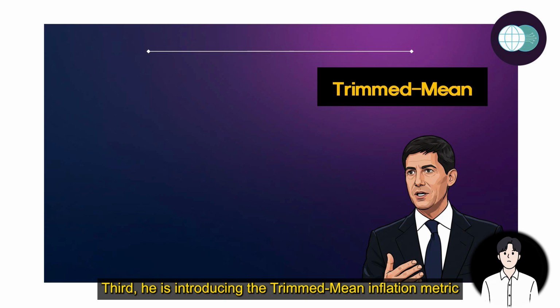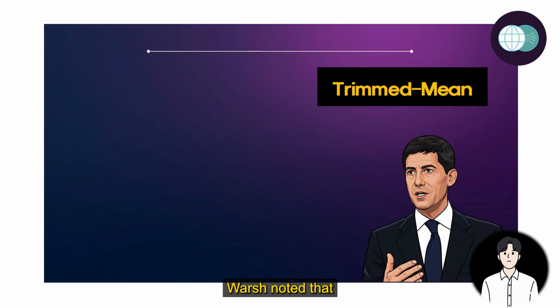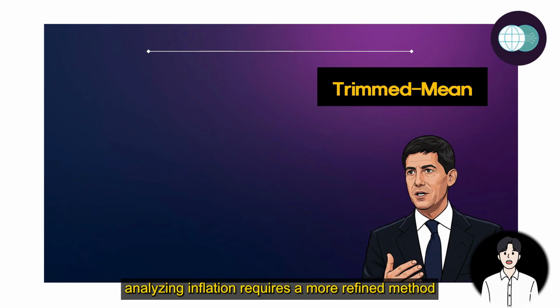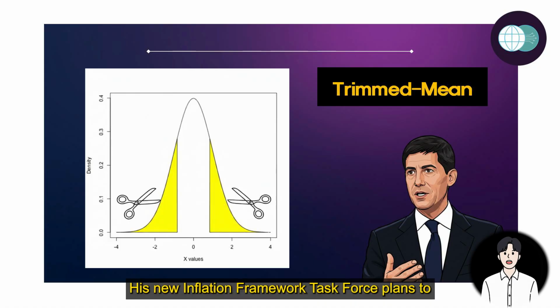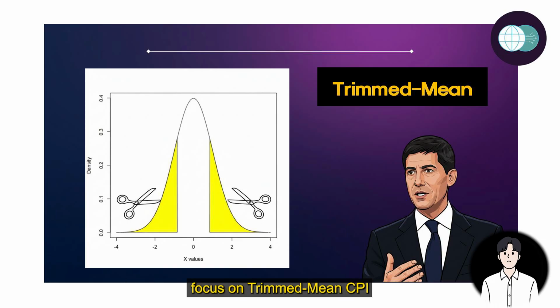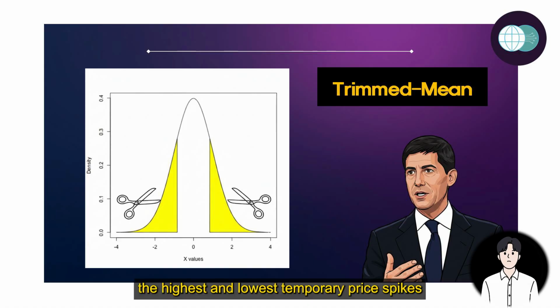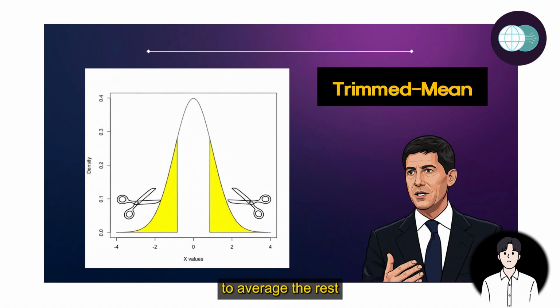Third, he is introducing the trimmed mean inflation metric. Warsh noted that analyzing inflation requires a more refined method than simply separating core from non-core items. His new Inflation Framework Task Force plans to focus on trimmed mean CPI, which removes extreme outliers, the highest and lowest temporary price spikes, to average the rest.